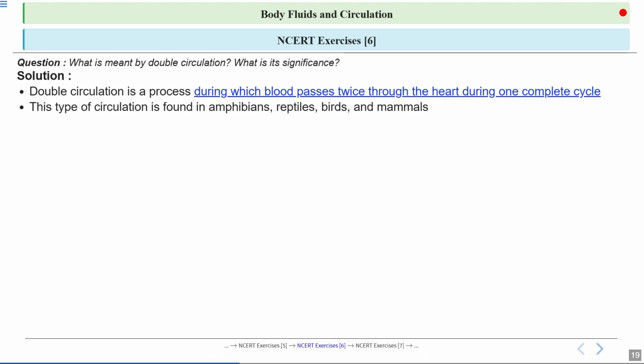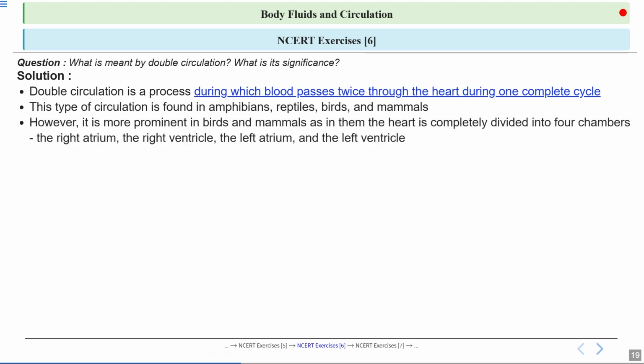Now, this type of circulation is found in amphibians, reptiles, birds, and mammals. However, the way it's structured and how efficiently it works can vary between the different groups. For example, in mammals and birds, the system is more advanced as well as efficient.